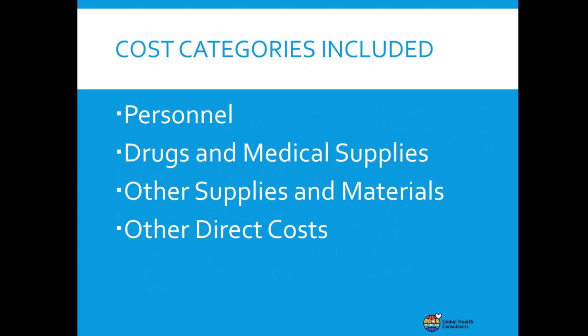We're going to be doing a detailed costing, and we have divided the cost into 4 different categories. Those are personnel, drugs and medical supplies, other supplies and materials, and other direct costs.